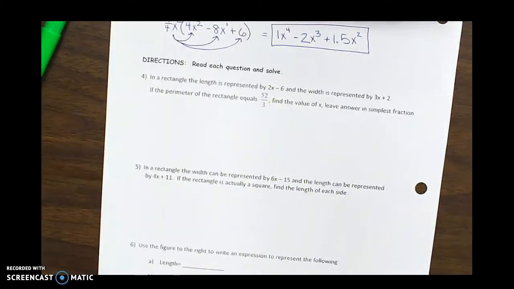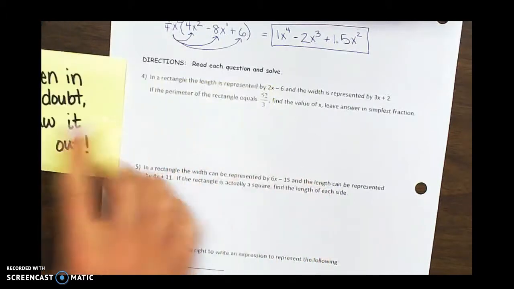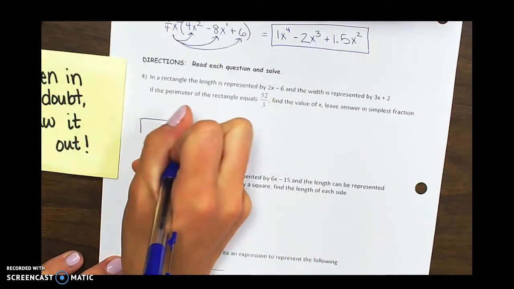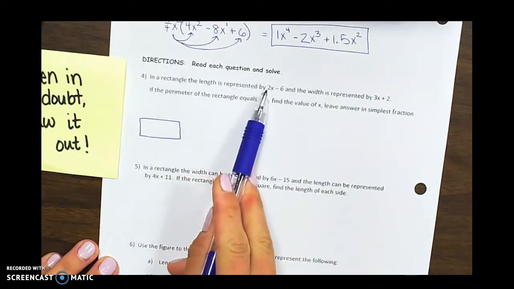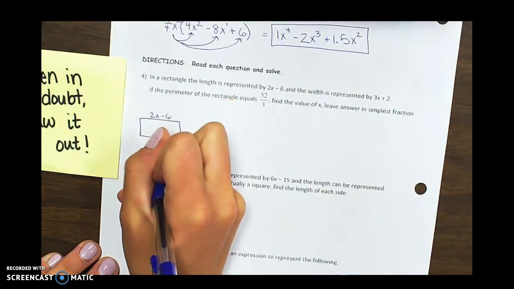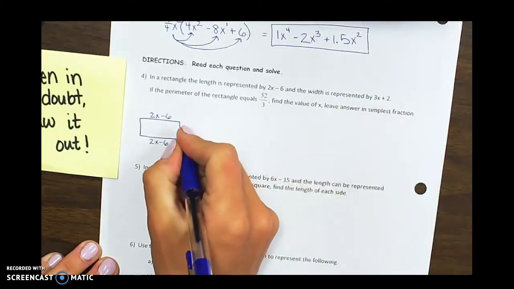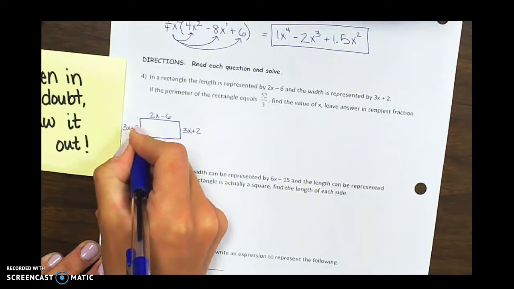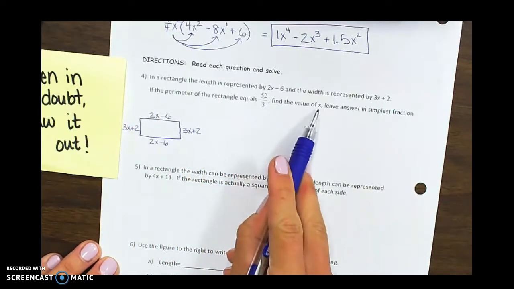All right, whenever we talk about a shape, we're going to remember, when in doubt, draw it out. So here we are talking about a rectangle, so let's go ahead and draw ourselves a rectangle. Now let's put in all the information that we know. The length is represented by 2x minus 6. So I'm going to give that to the top and to the bottom. And the width is represented by 3x plus 2. Okay, if the perimeter of the rectangle equals 52 over 3, find the value of x.